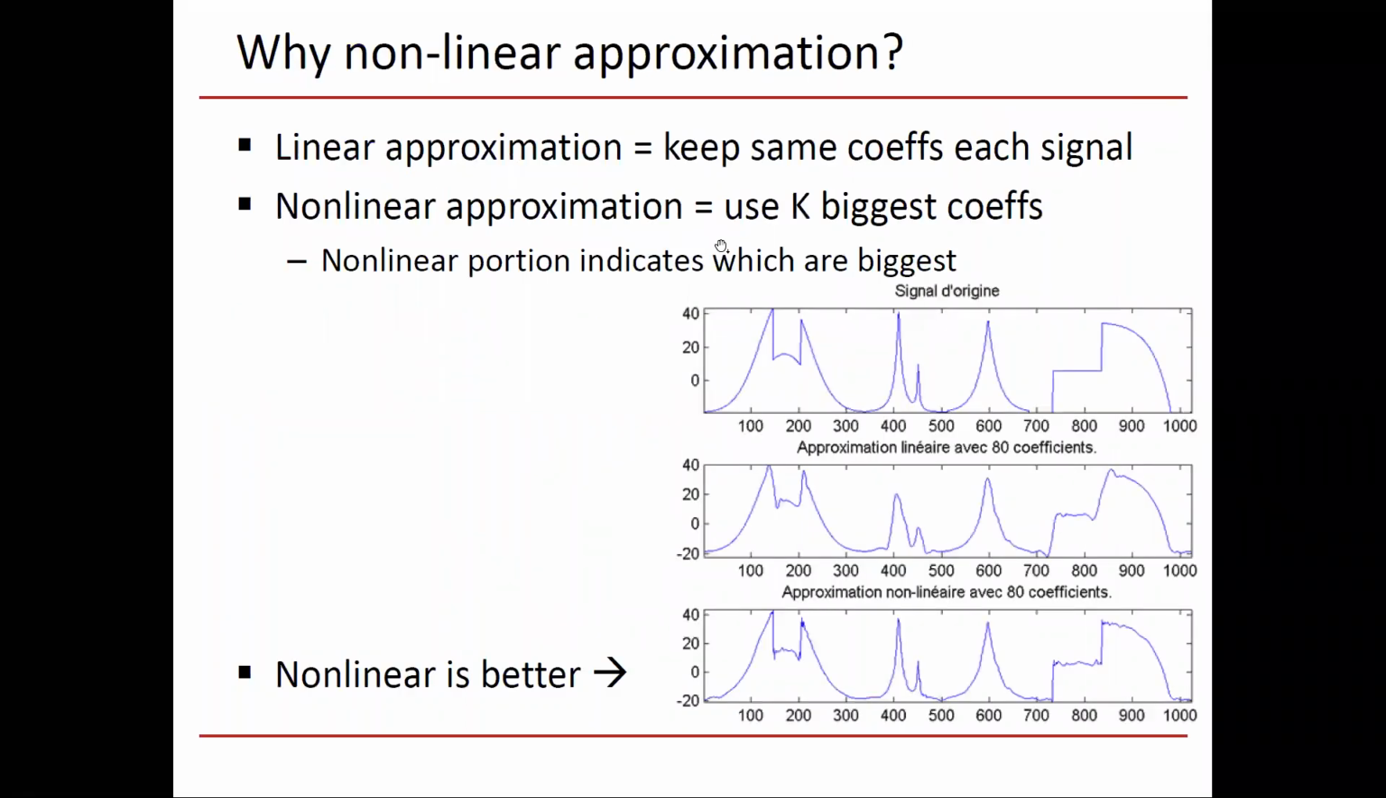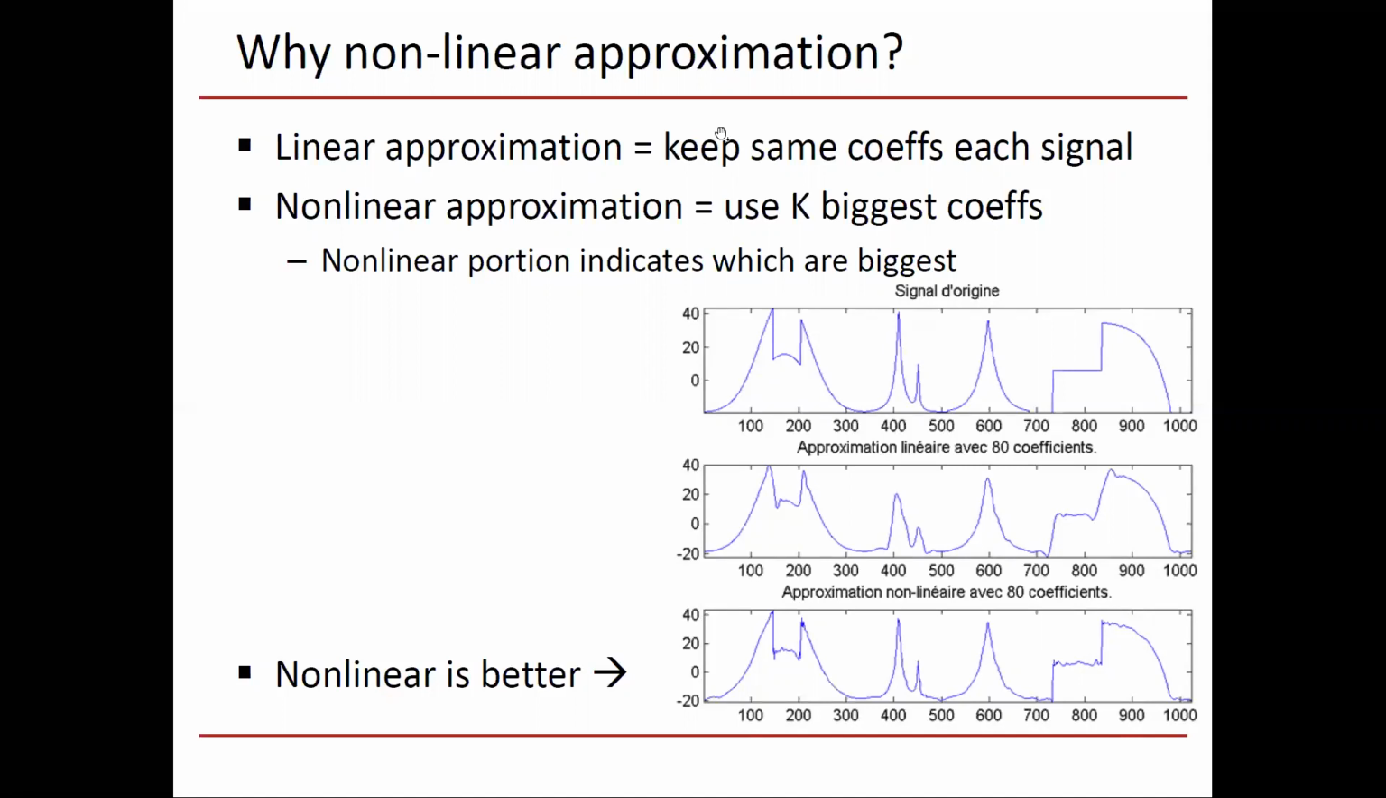So why are we interested in this nonlinear approximation instead of a linear approximation that keeps the same coefficients for each signal? The nonlinear version that keeps the k biggest ones can offer us better approximation quality for the same number of terms. So here we have an illustration with 3 different panels. The 3 different panels correspond to 3 versions of the same signal.